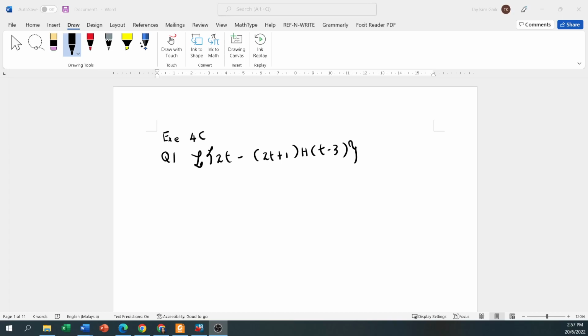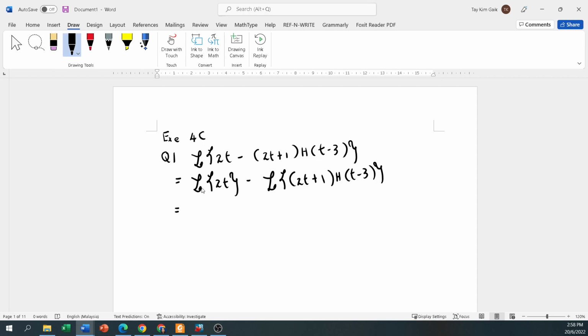Okay, the questions. Exercise 4C, question 1. Find the Laplace transform for (2t - 2t + 1) h(t - 3). First of all, you use the linearity property to break this into two Laplace transforms. This is the linearity property.